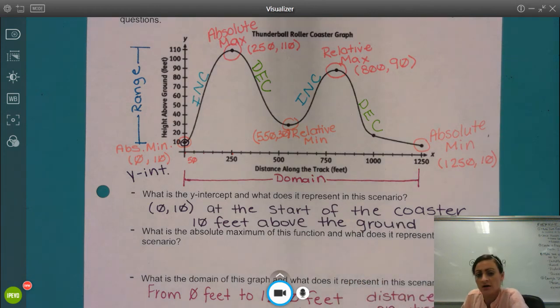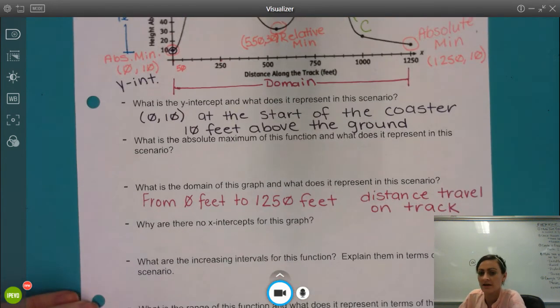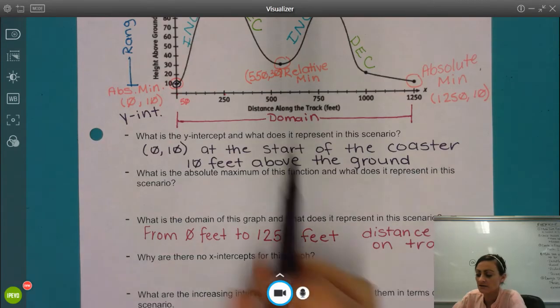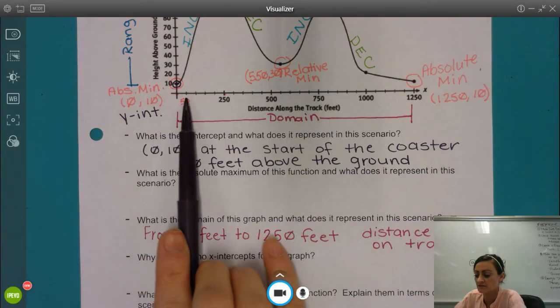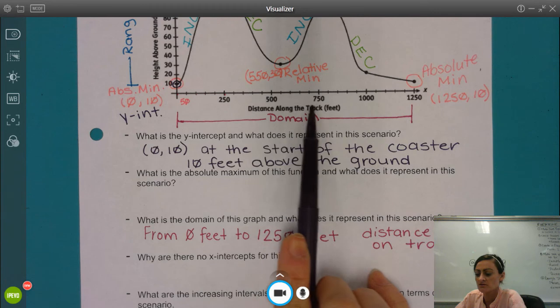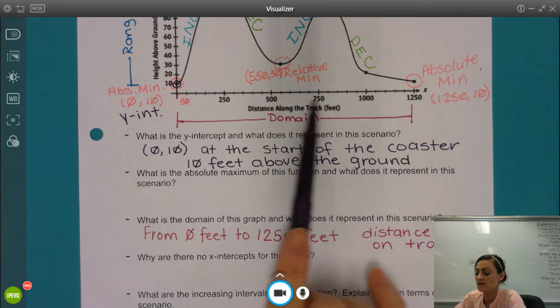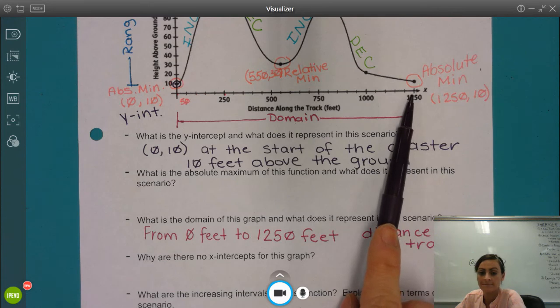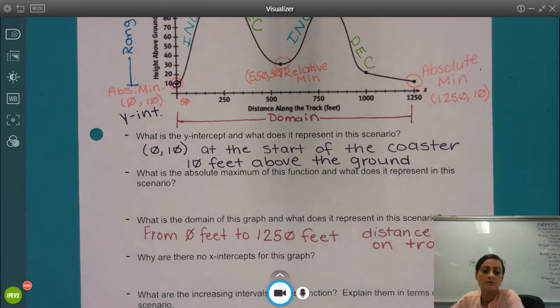And since we are talking about intercepts, we're also going to go to the question about x-intercepts. Now there are no x-intercepts. If I look along the x-axis or the domain values, there is no place where my graph touches this horizontal axis.